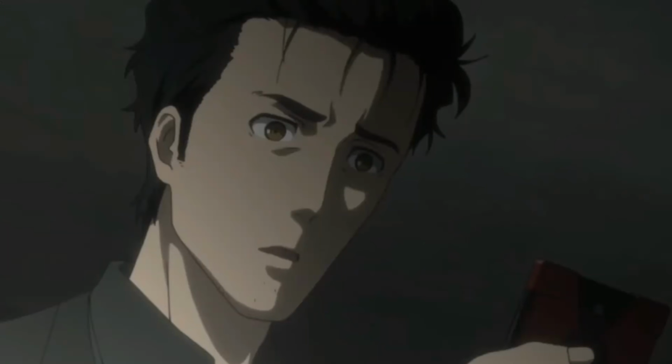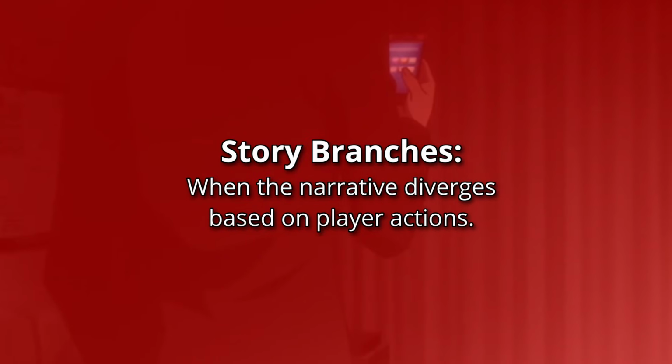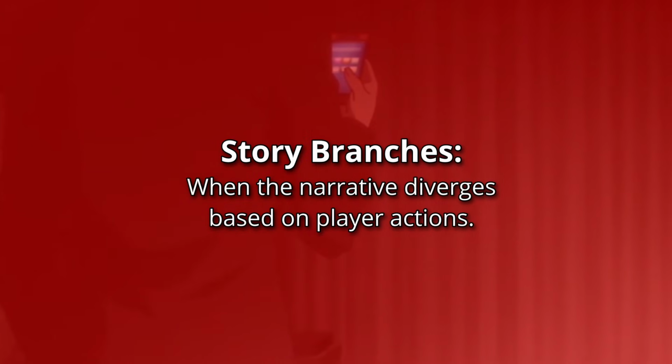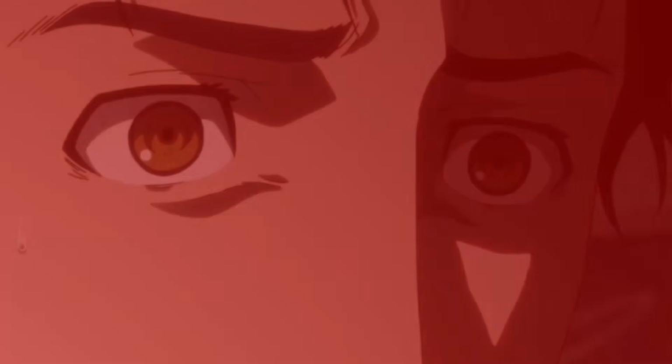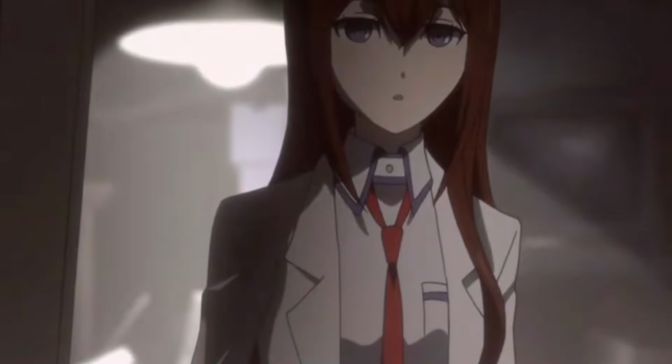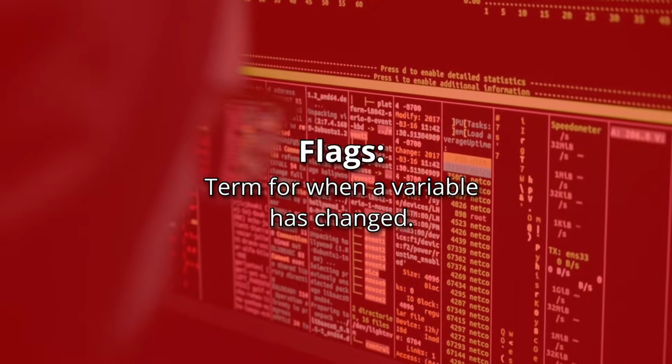Sometimes you just want to present choices to the player to keep them engaged, or you're using choices as some level of game customization. But consequential choices often lead to different story branches, which is when player choices result in the narrative diverging in different directions. Consequential choices that do this are usually referred to as flags, which is a programming term for when a variable in a game is changed.